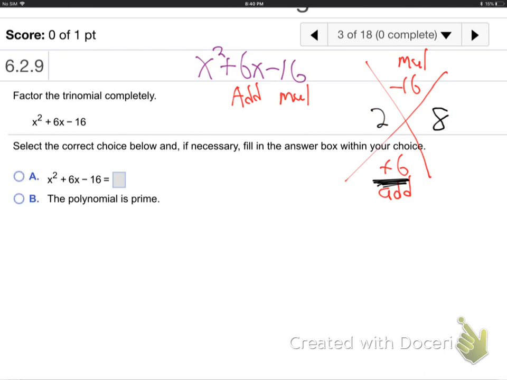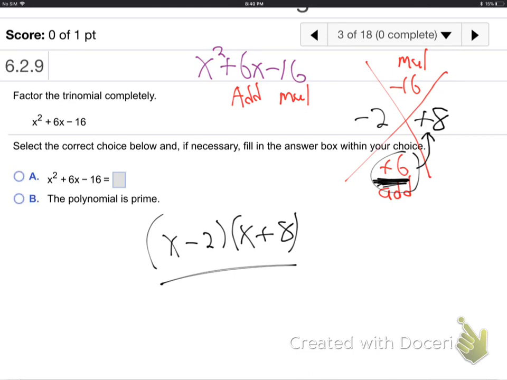Now, let me give you a rule that's always the case. Whatever sign you have down here, the bigger one always takes that sign. For sure. That's 100%. So plus 8 minus 2, yeah, that makes plus 6, and it multiplies to be negative 16. So the sign on the bottom always is taken by the bigger one. They might both have that sign, but it's for sure the case that the bigger one will.